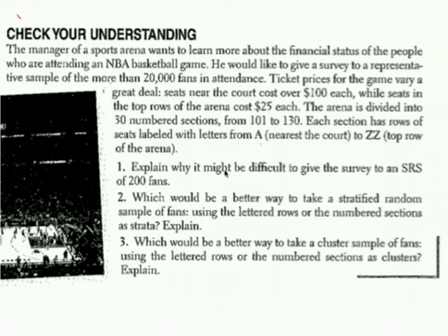And so if you were thinking about the numbered sections as clusters, remember, they would represent people that paid over $100 all the way to people that paid just $25. However, the lettered rows would have people in them that paid roughly the same amount because of their proximity to the court. And so the best bet is probably to use the numbered sections as the clusters, because they include all different ticket prices. Each section contains seats with different ticket prices, so the people in a section would mirror the characteristics of the population as a whole.